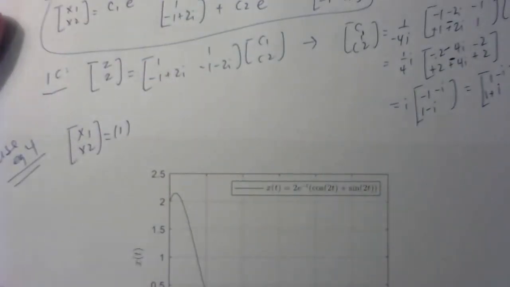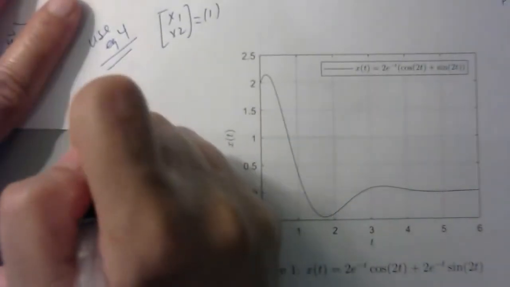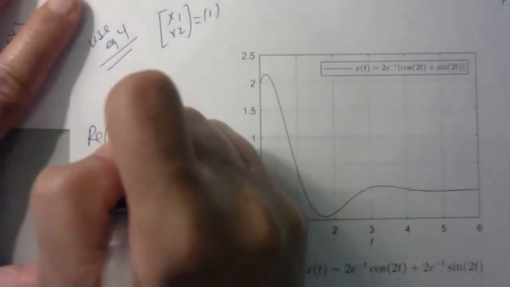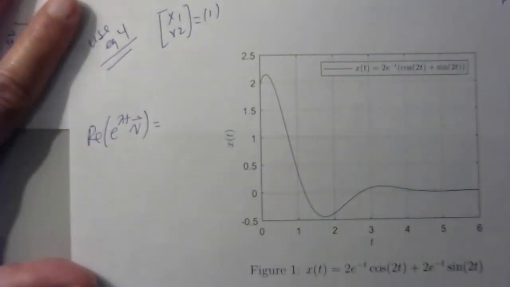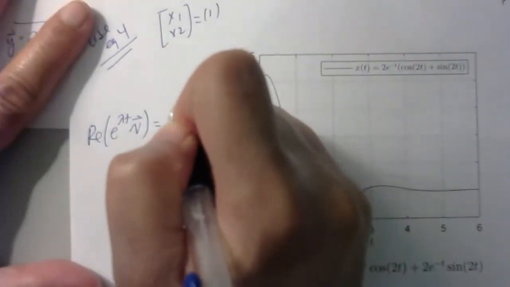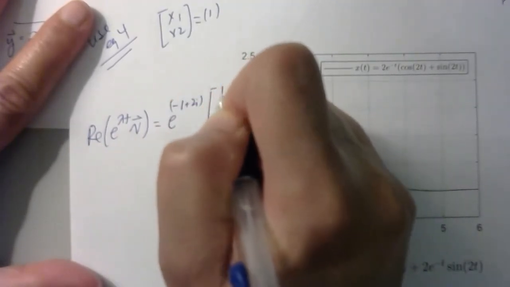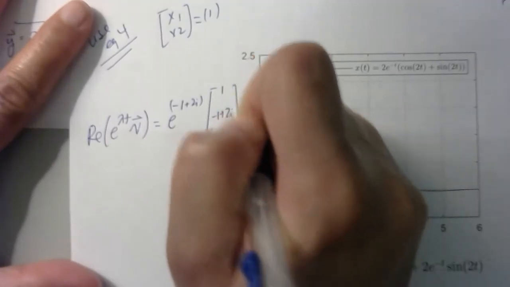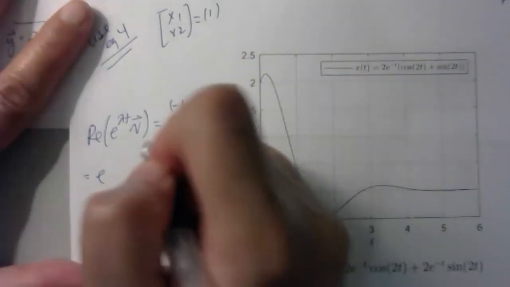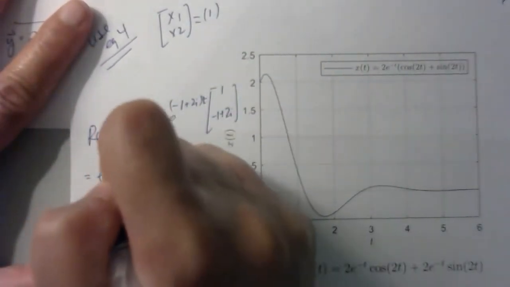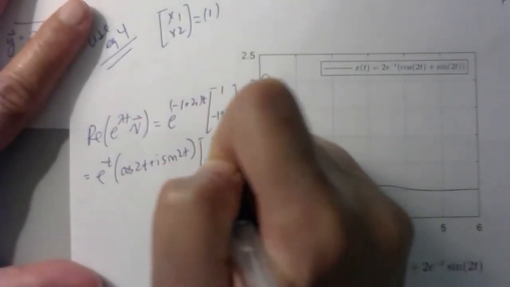Okay, what's the real part? We do some work right down here on the side of this plot, which we'll talk about in a second. What's the real part of e to the lambda t v? So e to the lambda t is e to the minus 1 plus 2i, oops, I forgot the little t there. This is e to the minus t, and then cosine 2t plus i sine 2t times this vector.